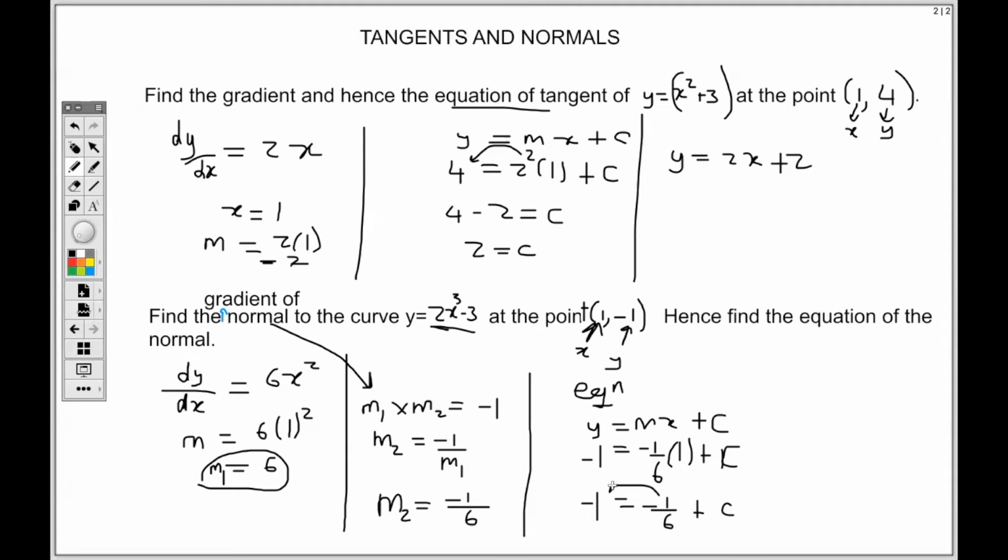So carrying this over, it's going to be a positive 1 over 6. I have negative 1 plus 1 over 6 is equal to c. So minus 1 plus 1 over 6, that is negative 5 over 6. So the equation of the normal is y equals minus 1 over 6x, or some persons will say minus x over 6. It's the same thing. So minus 1 over 6x minus 5 over 6, and that's the equation of the normal.